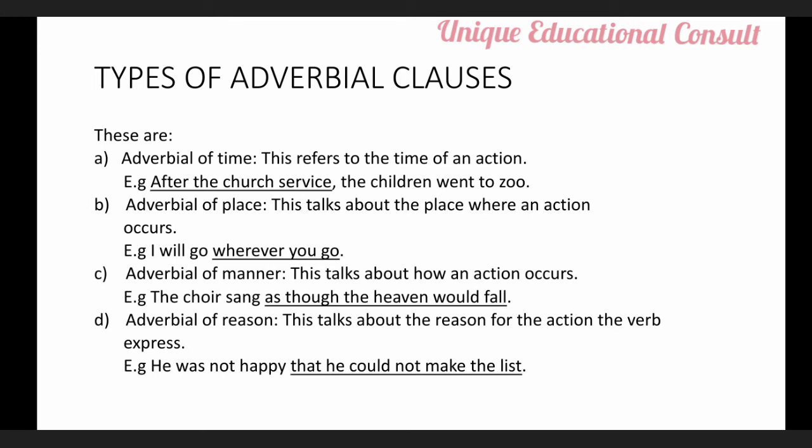"He was not happy that he could not make the list." "That he could not make the list" is the underlined group of words, and that is known as an adverbial clause. Even though we have that for noun clause, we also have that for adjective clause as well. So you need to be careful before you conclude that the underlined group of words is particularly for a kind of grammatical analysis. So let's go to the other side to complete the types of clauses that we have.